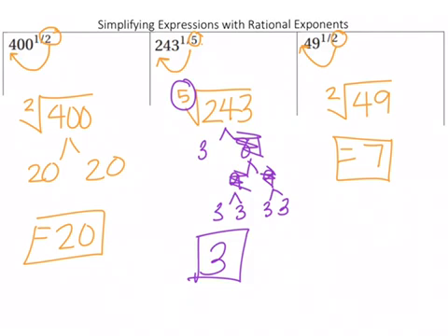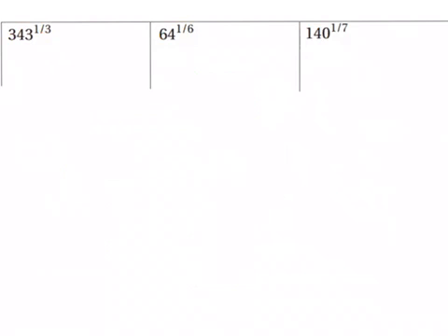So you just turn that denominator from the fraction into the number root, the nth root, and then solve your problem. Go ahead and try the next 3 on your own. Turn these exponents into the root, then go ahead and simplify your answer. Pause the video and come back to check.